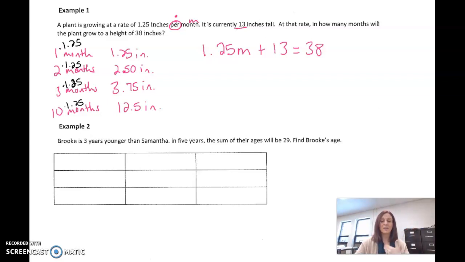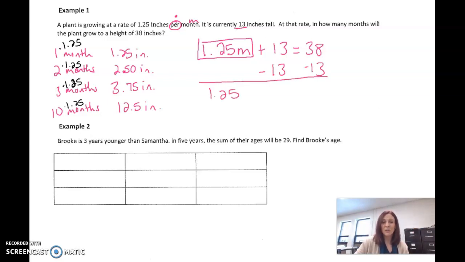Now we can use our scales to solve equations. We work order of operations backwards. The last thing we deal with, adding and subtracting, is the first thing we're going to get rid of. So I am solving for my m term, so I'm going to get rid of this plus 13. I'm going to combine it with its opposite. I'm going to subtract 13. Whatever I do to one side, I have to do to the other. That gives me 1.25 times m equals 25.